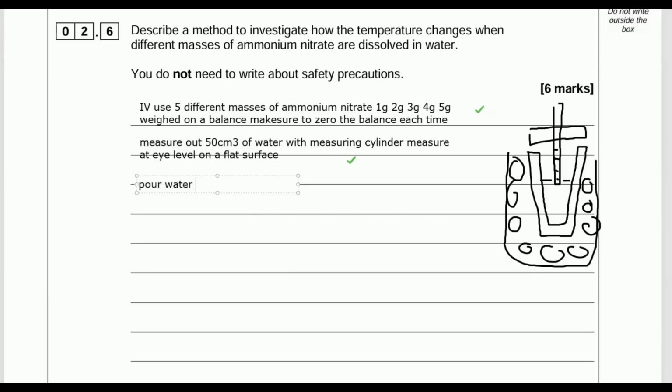Pour water into a polystyrene cup. I'm going to use a polystyrene cup. You'll notice I drew a glass beaker around the outside with cotton wool for extra insulation, but I might not even bother waffling about that, because you're not going to need all of that as long as you've mentioned some insulation. And there's a reason why: we're going to be measuring the temperature. We don't want the heat to be escaping. Some is going to escape, but if we can minimize that, our results are going to be a lot more accurate.